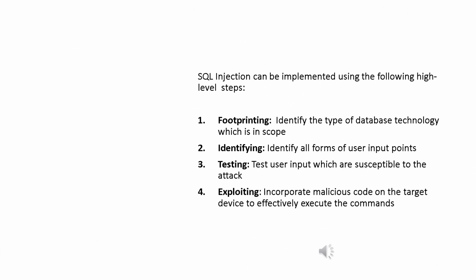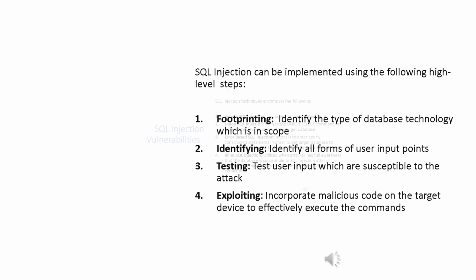SQL injection can be implemented using the following high-level steps. Footprinting, identify the type of database technology which is in scope. Identifying all forms of user input points. Testing, test user input which is accessible to the attacker. Exploiting, incorporate malicious code on a target device to effectively execute the commands.